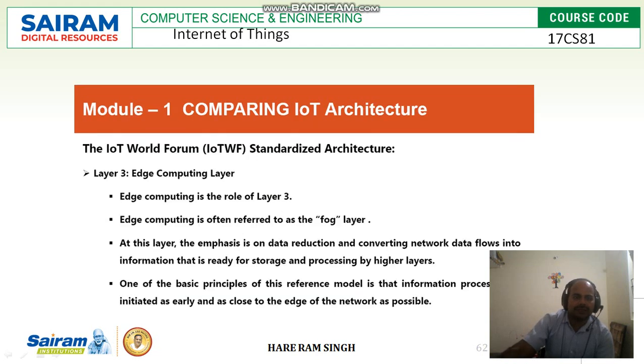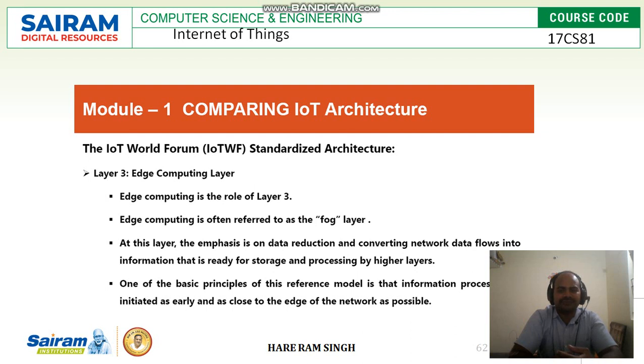Then layer 3 is also called the edge computing layer. So edge computing is the role of layer 3. Edge computing is often referred to as the fog layer. So layer 3 is also called fog layer or edge layer. At this layer, the main things are data reduction and converting network data flows into information that is ready for storage and processing for higher layers. So the main function of this layer is to reduce the data. If a huge amount of data is there, it needs to be reduced.